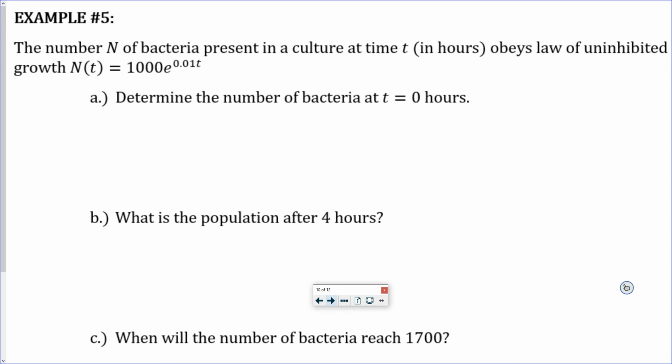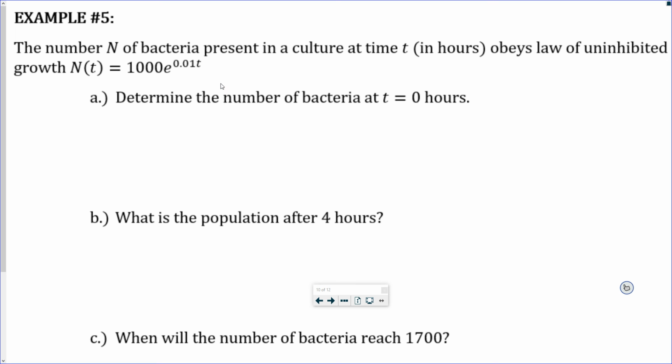Now I just have a couple application problems to do here, and we're going to start with the exponential one. Actually, they're both exponential. The number n of bacteria present in a culture at time t in hours obeys the law of uninhibited growth. Basically, they're giving you the equation: N of t is 1,000 e to the 0.01 t power. What type of function is that? Exponential, because the variable is in the exponent spot. They're telling us it's exponential growth. The number of bacteria is growing exponentially.